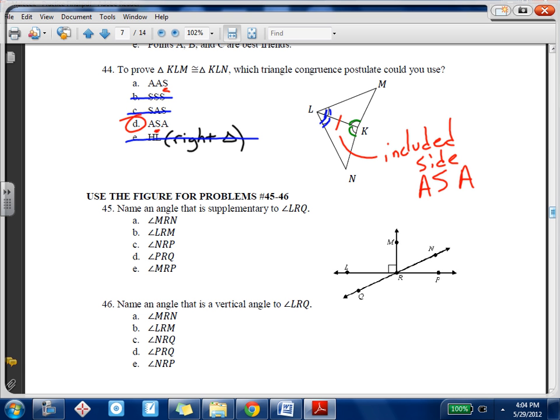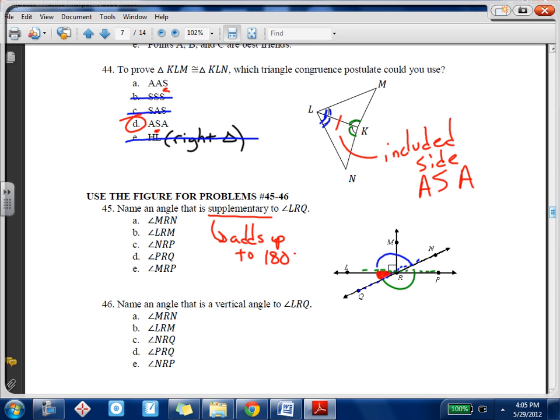Number 45 and 46 refer to the figure. Name an angle that is supplementary. This means adds up to 180. Supplementary to LRQ. LRQ is right here. There are two possible options for the ones that would be supplementary. One version would be right here. Notice that together the red and the green one make a straight line. The other option would be up here. Notice that together you have the straight line here or the straight line here.